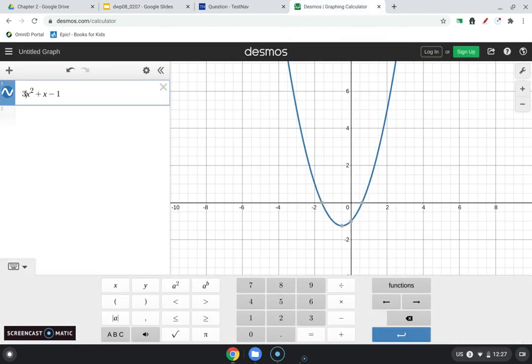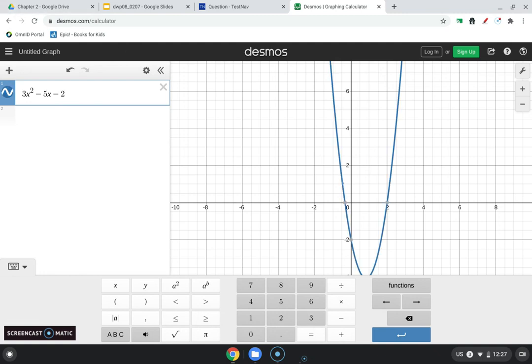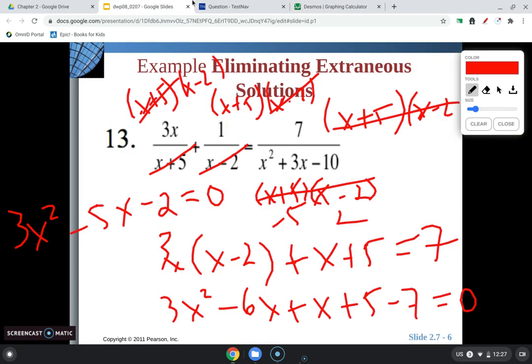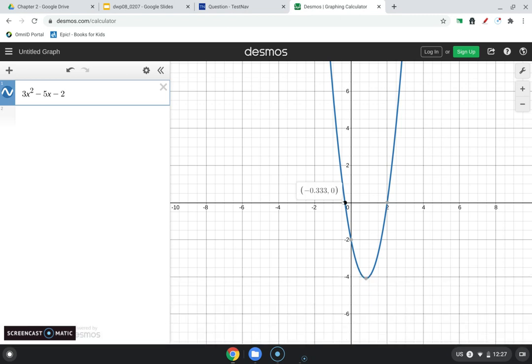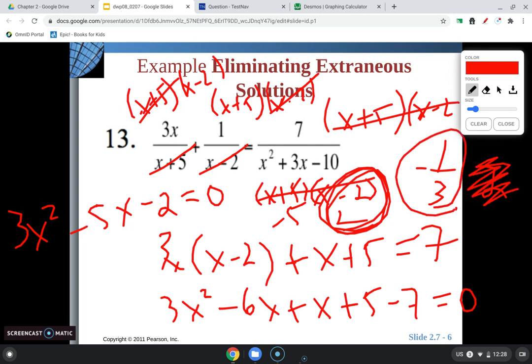3x squared minus 5x minus 2. Isn't that right? Yeah. All right, boom, negative 1/3 and positive 2. So our two solutions are negative 1/3 and positive 2. But remember, in the beginning, we couldn't use 2, so that's extraneous. So our solution is going to be negative 1/3.